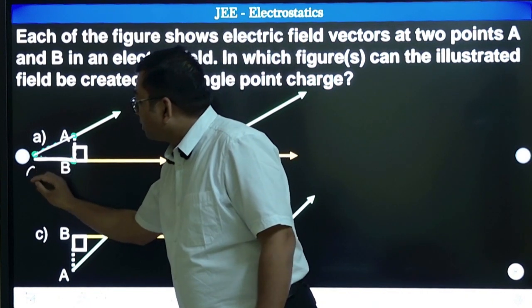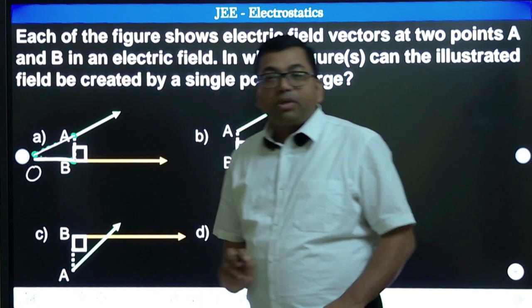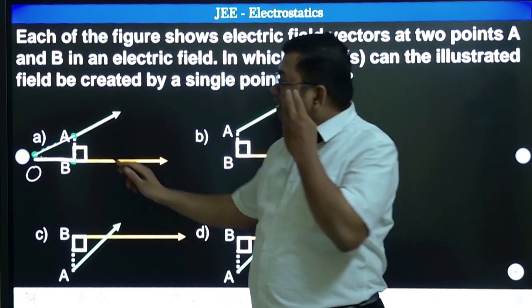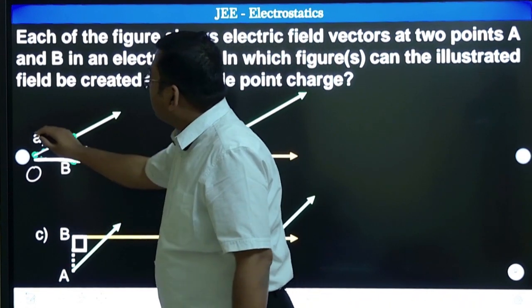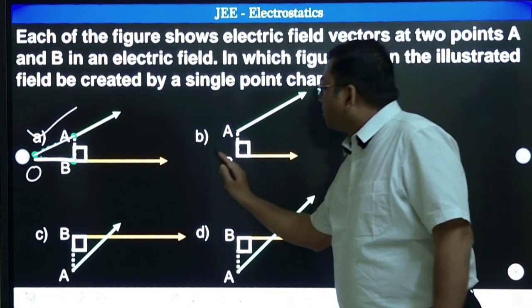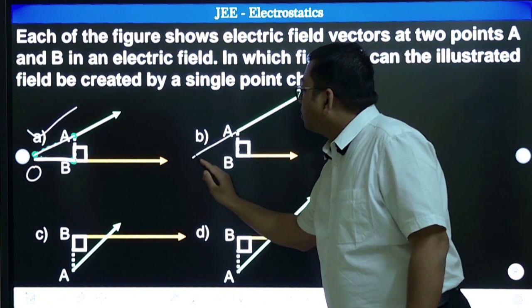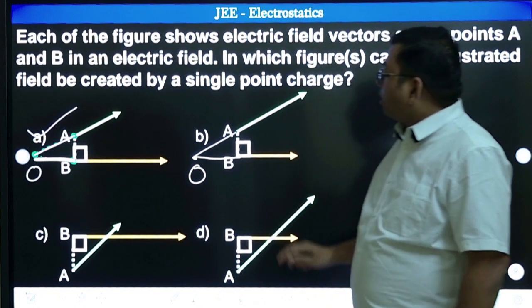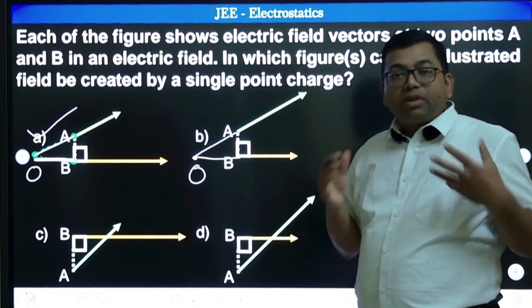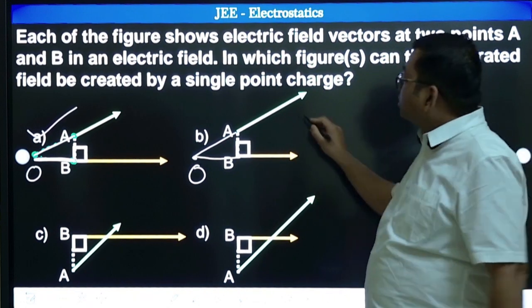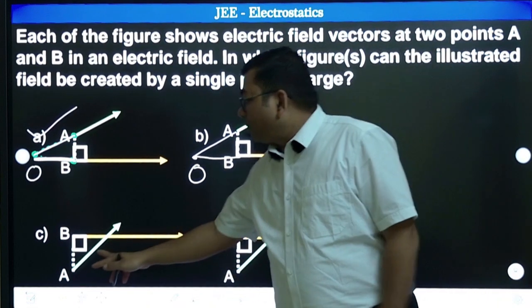Let us write this point as O. So this distance OB is smaller, so the field is larger. O is representing a charge, so definitely this option can be correct. Let's check the next one. Same approach: when you extend this, this is the point O, this is the charge. Here the distance OB is smaller, so the field should be larger, but the field is showing smaller, so this cannot be correct.